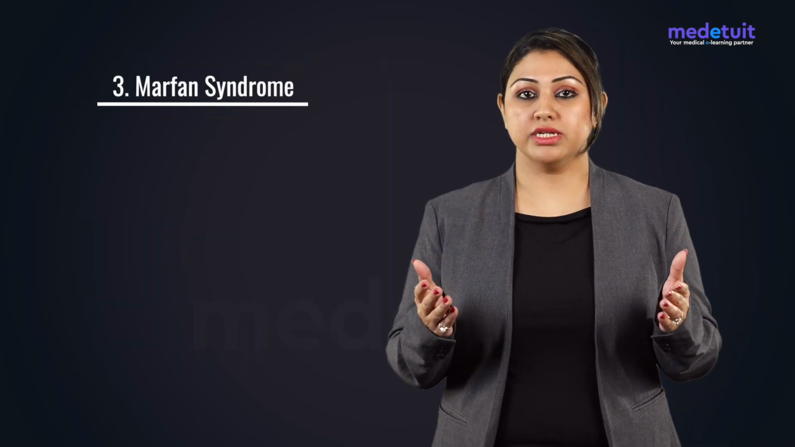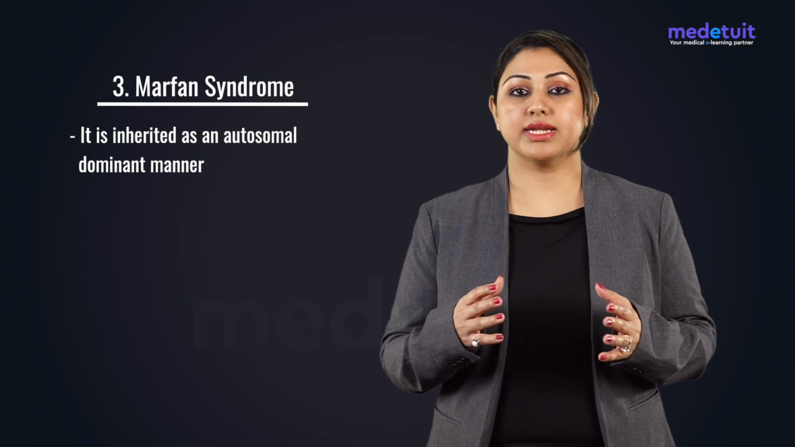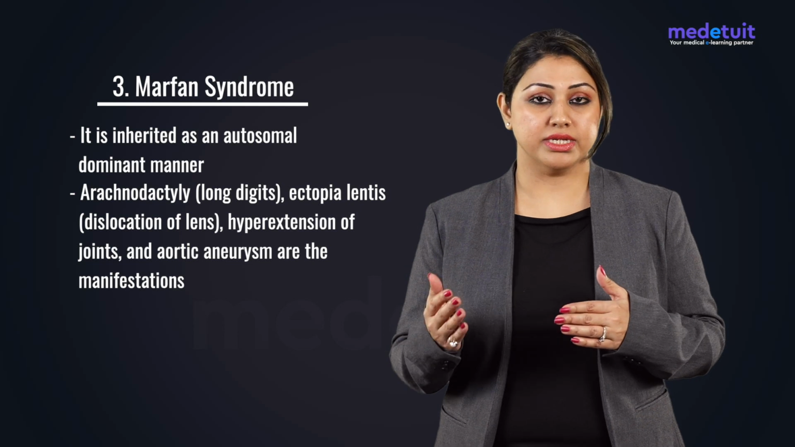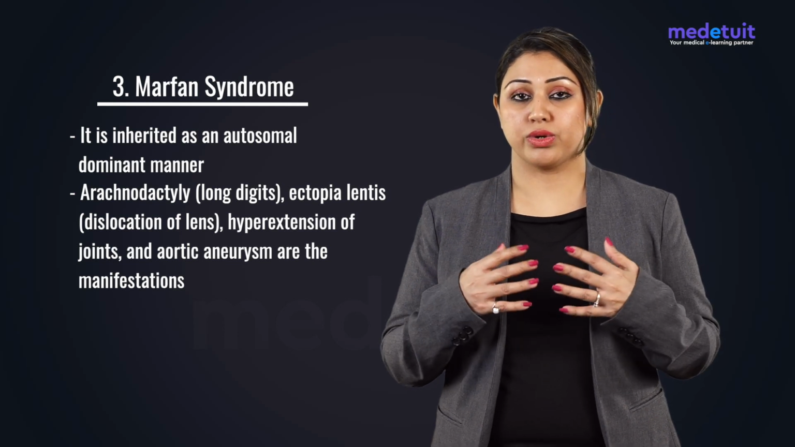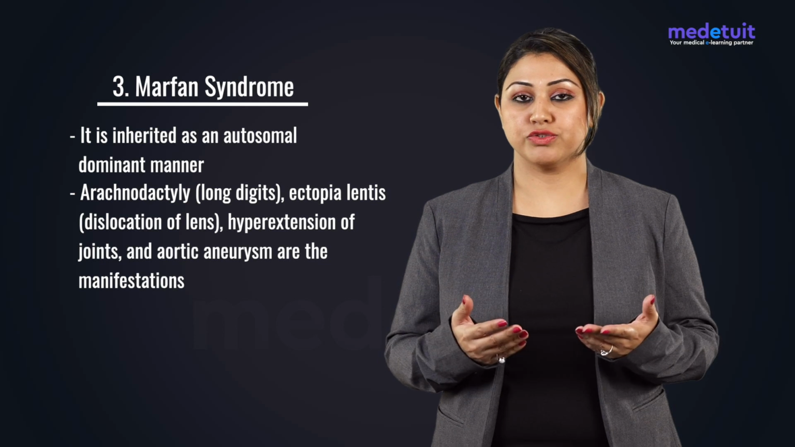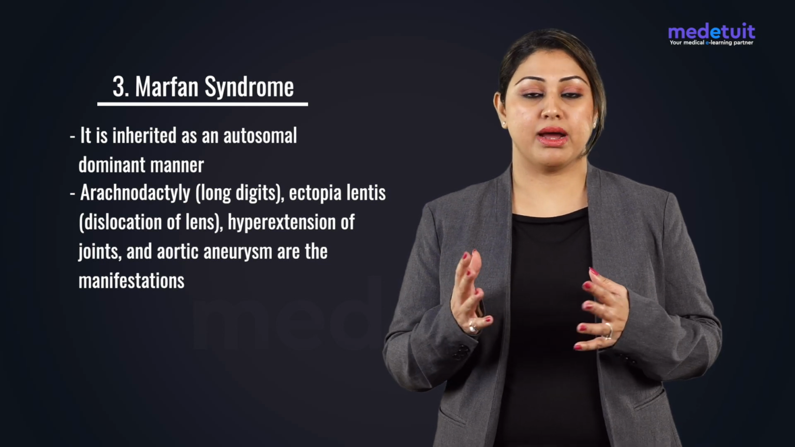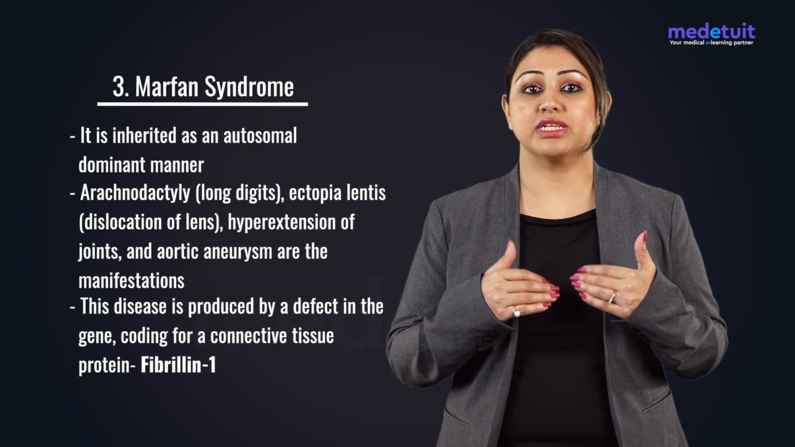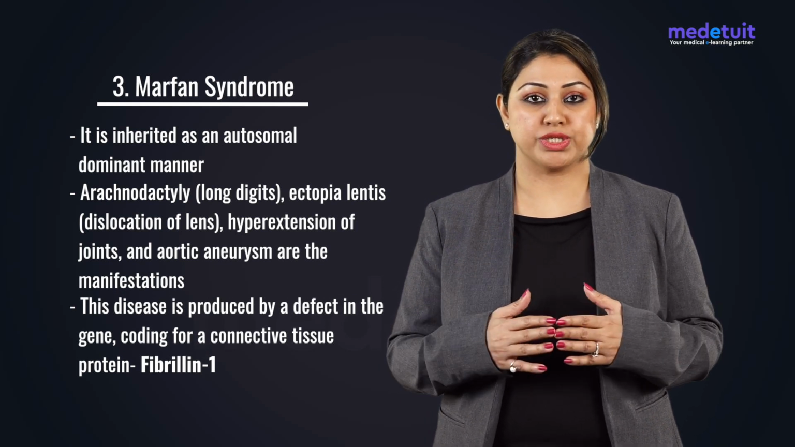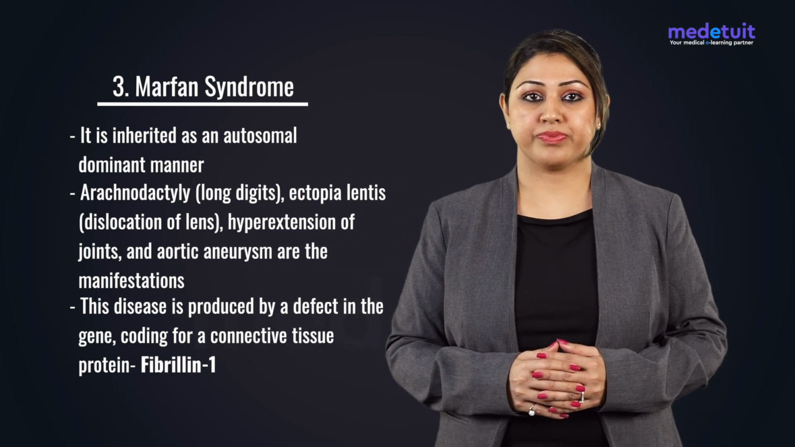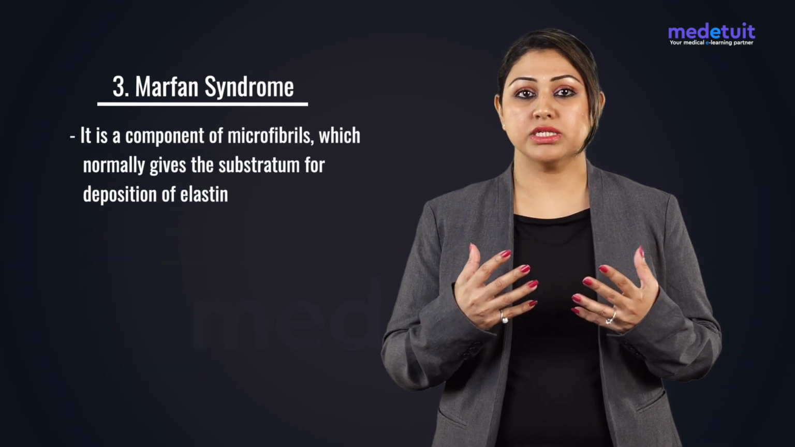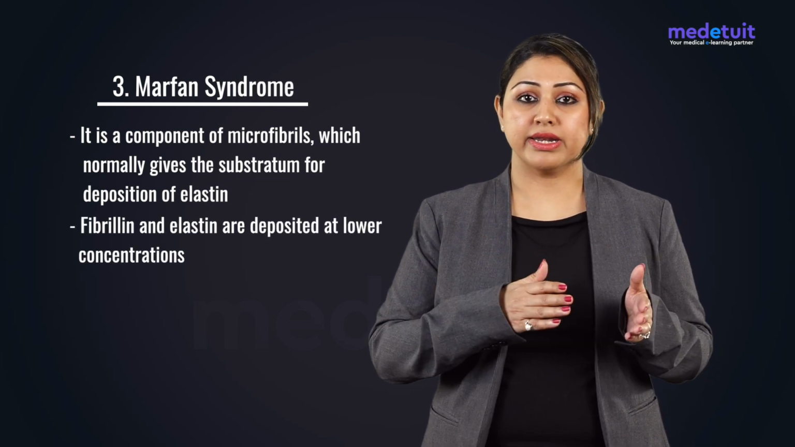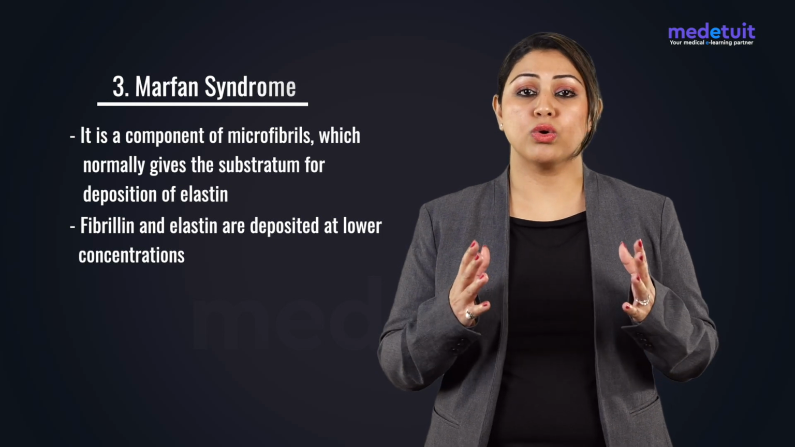So, the third condition is Marfan syndrome. It is inherited in an autosomal dominant manner. Arachnodactyly, which is long digits, ectopia lentis, which is dislocation of lens, hyperextension of joints, and aortic aneurysm are the manifestations shown. This disease is produced by a defect in the gene coding for connective tissue protein named fibrillin 1. It is a component of microfibrils which normally gives the substratum for deposition of elastin. So, fibrillin and elastin are deposited at low concentrations here.